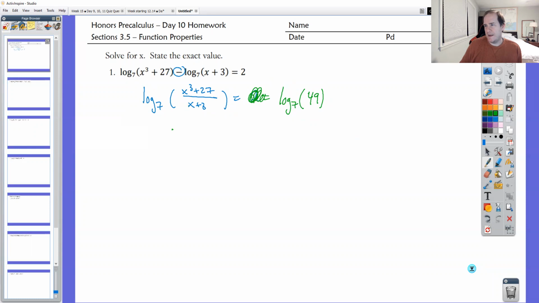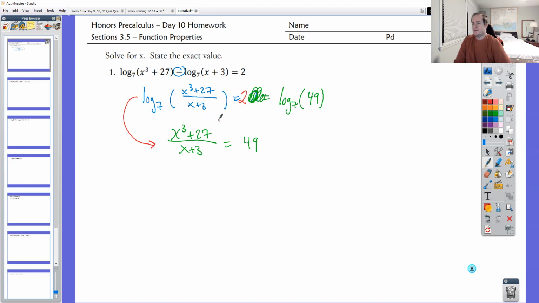And then we get, again, the x cubed plus 27 over x plus 3, and it equals 49. So we're landing in the exact same spot because, again, remember, if this was a 2, we could just convert to exponential notation, saying 7 squared equals this stuff, 7 squared being 49. So either way you slice it, we're landing here. And what the heck do I do from here? Well, again, you got two choices.